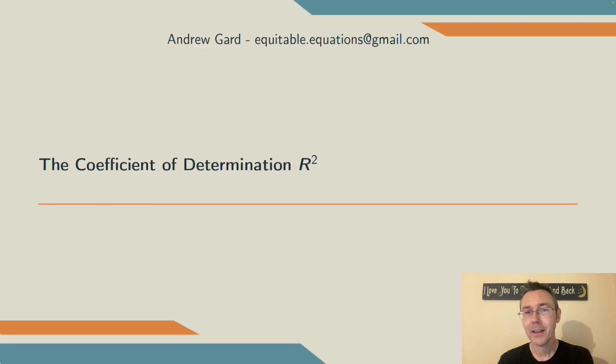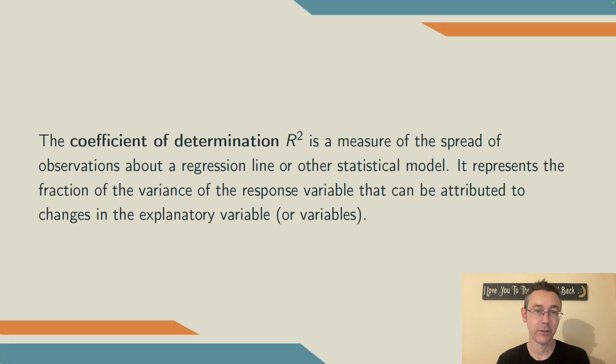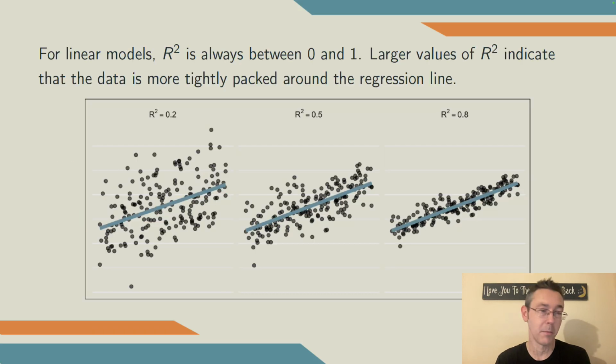Hey everybody. Today we're talking about r squared, also known as the coefficient of determination. This is a number between 0 and 1 that measures the spread of observations about a regression model, or sometimes other statistical model. It represents the fraction of the variance in the response variable, the y variable, that can be attributed to changes in the explanatory variable, or x value. And this can also be applied when we have more than one explanatory variable.